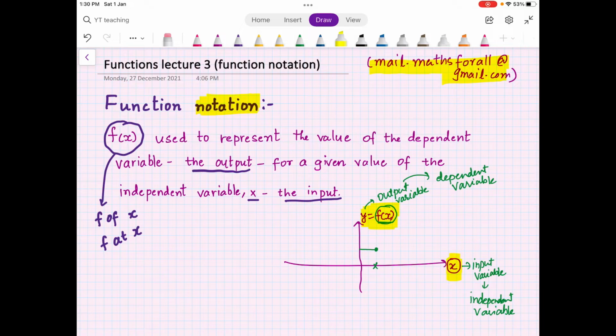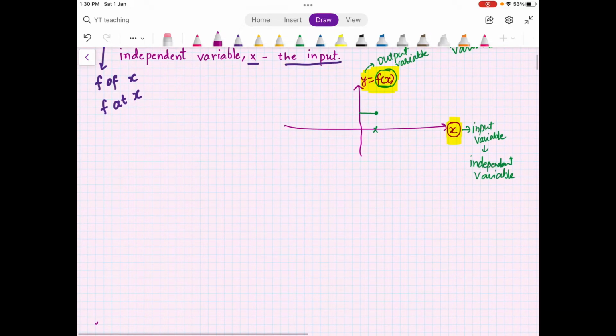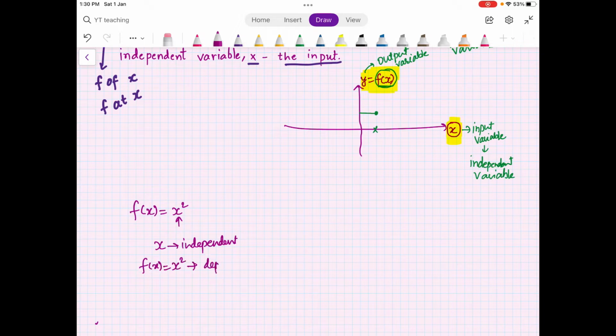For example, if we have f of x is equal to x square, here x is the independent variable, and f of x is equal to x square is the dependent variable. This is the notation I am using. It means that, for example, what will be f of 1? It will be 1 square, that is 1. What is f of 0? That will be 0 square, that is 0. What is f of minus 2? That will be minus 2 square, that is 4.